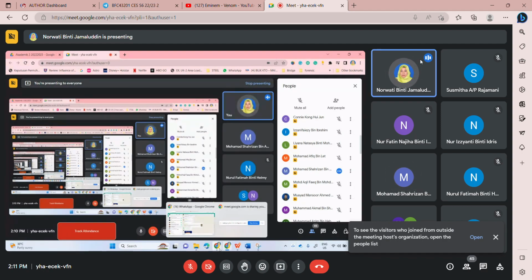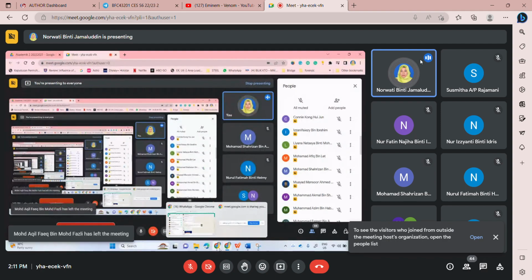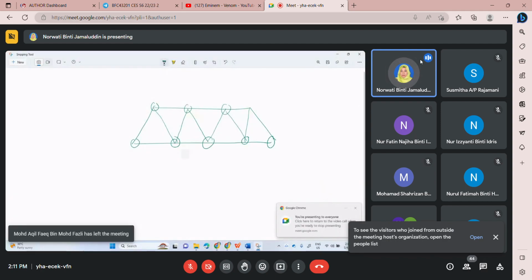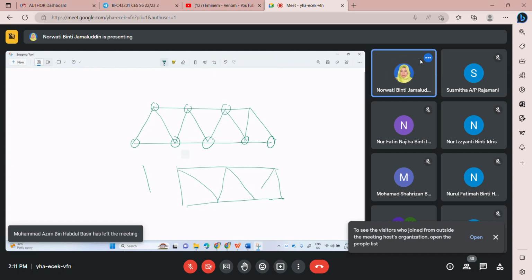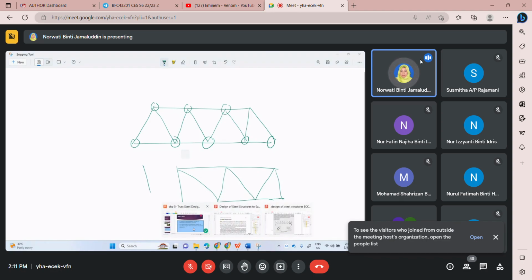Okay, triangular is more stable, right? Even though you may have a rectangular shape for your truss, believe me, it is actually an arrangement of triangles. Because it is more stable, having more stability, and it is also related to the strength of the truss. Okay, next.